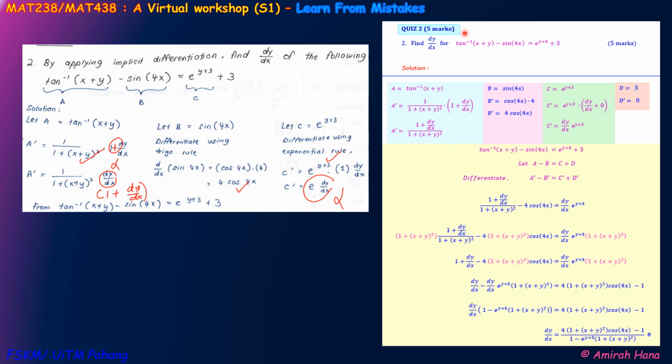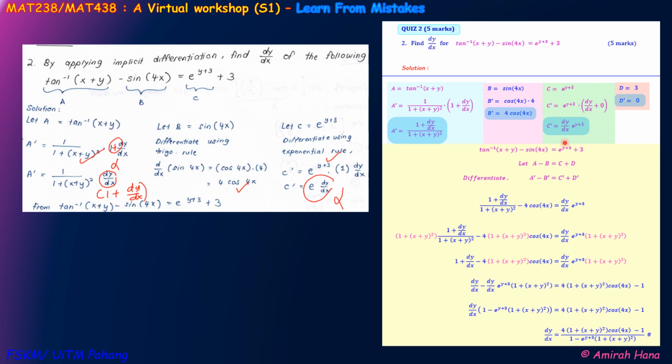Okay, we recall back after we differentiate one by one, so we have a prime equals 1 plus dy over dx over 1 plus x plus y bracket squared, and then b prime equals 4 cos 4x, c prime equals dy over dx e to the power of y plus 3, and d prime equals 0.